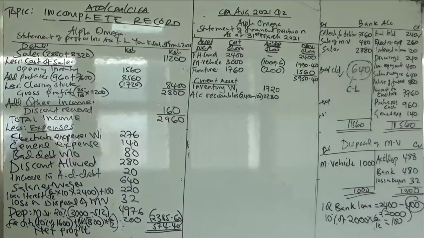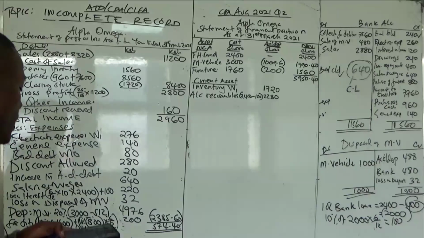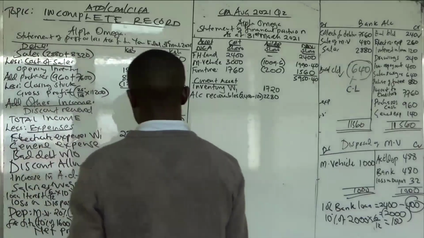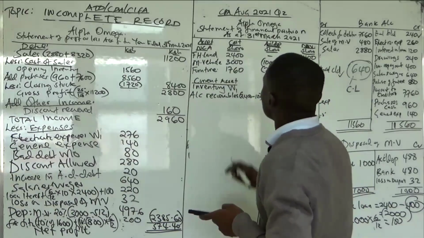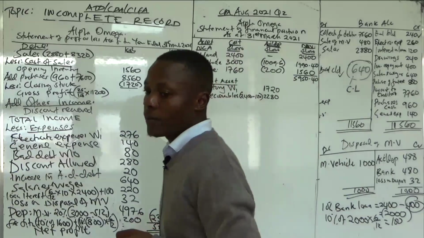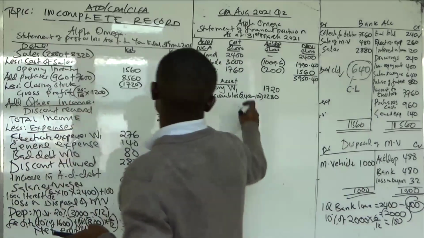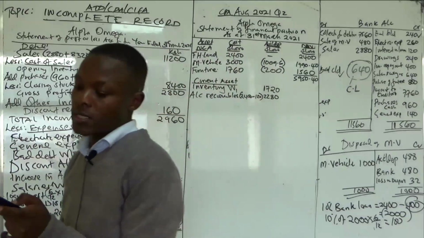Cost of furniture, why is it 1760? Look, at the beginning of the year they had 960. Then they bought another during the year, before the end of March, they bought 800. Adding gives 1760.